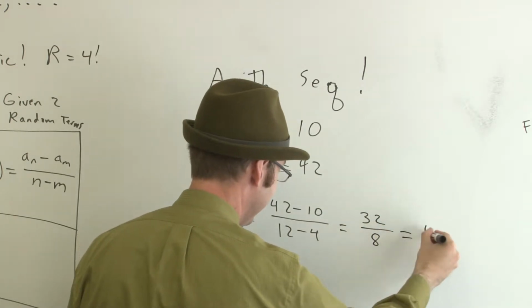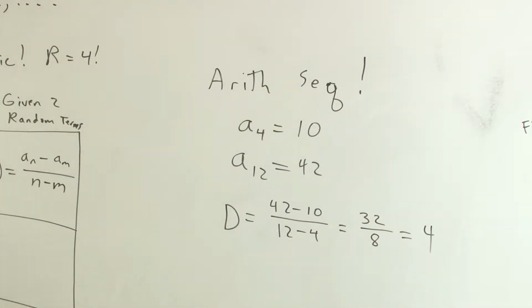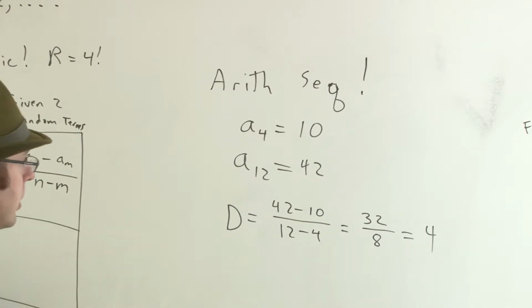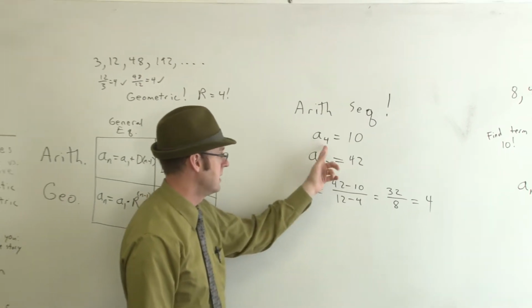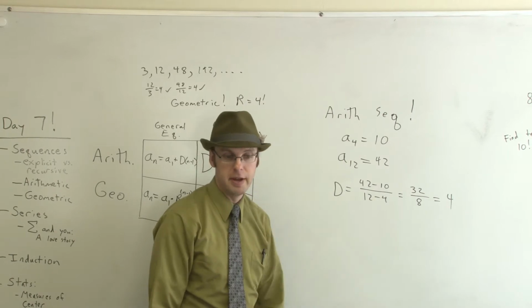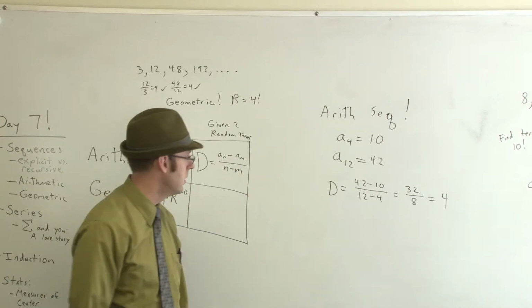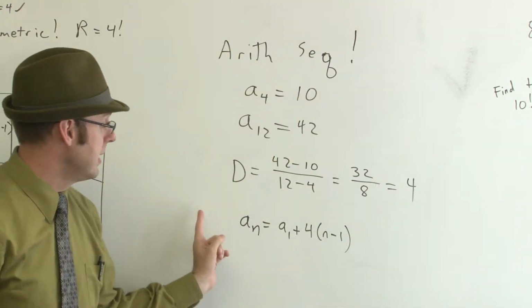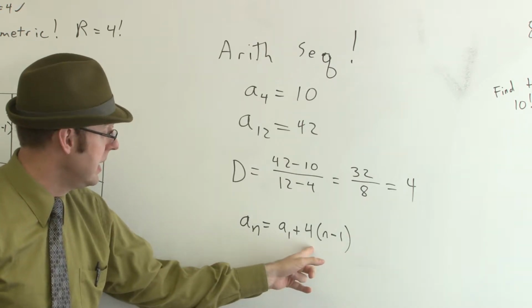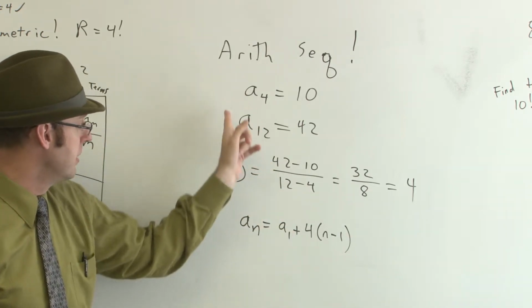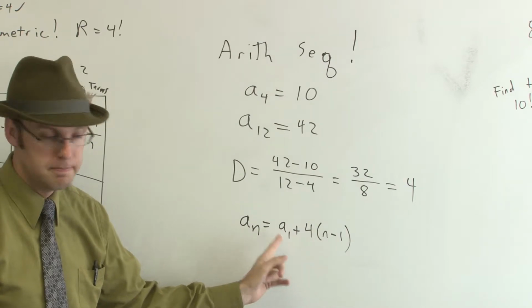So the common difference is 4. So if I wanted to get A5 or A6 or A7, I could just apply 4 however many times I want. So if I want to write the general equation, now that I know D, I can just pick either of my other terms here and solve for A1.